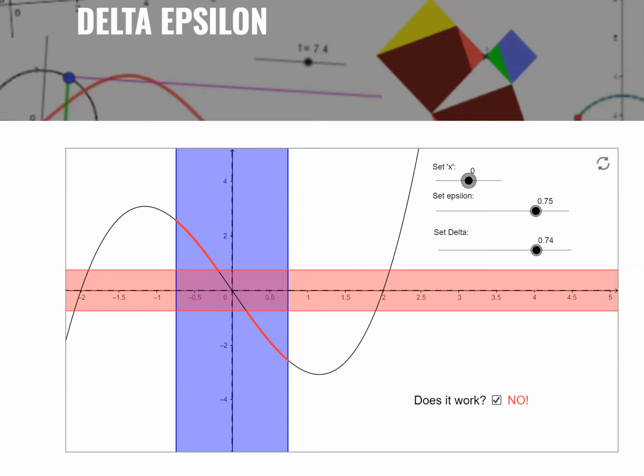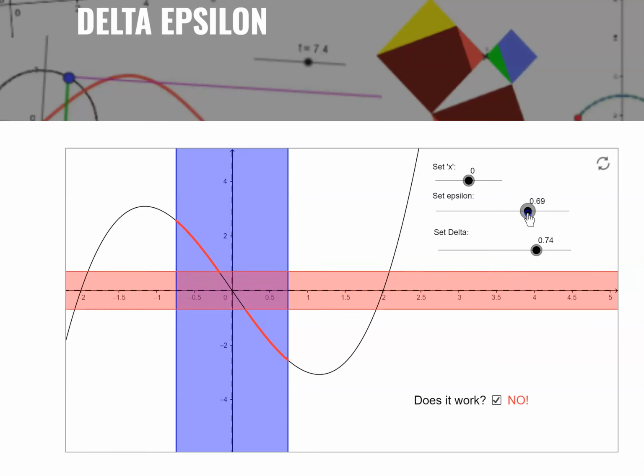So let's see how we can use this delta epsilon applet to help us understand the relationship between delta and epsilon when we think about the definition of a limit. Within this applet, you have control over the value of x, the x coordinate of a point on this curve. You can set a value for epsilon with this slider.